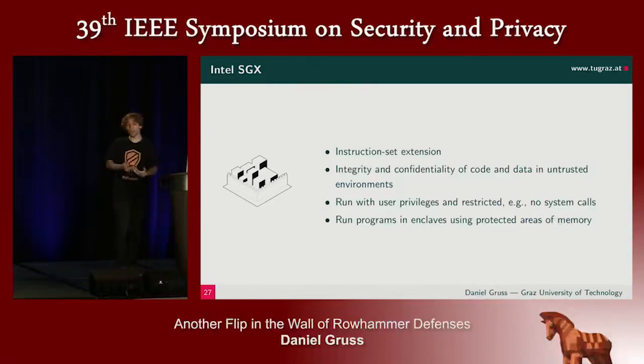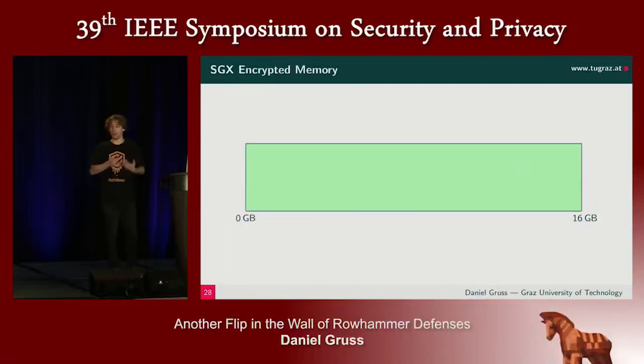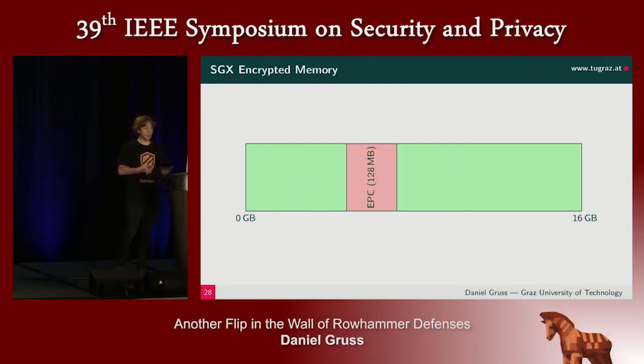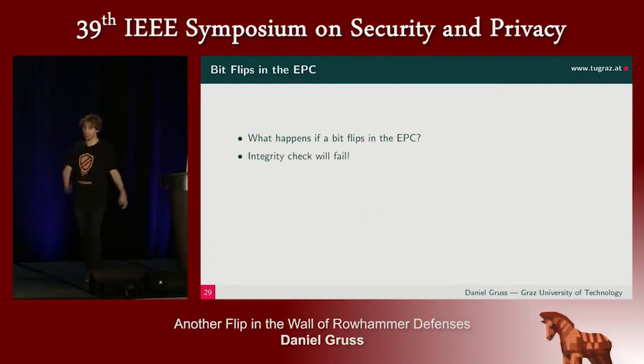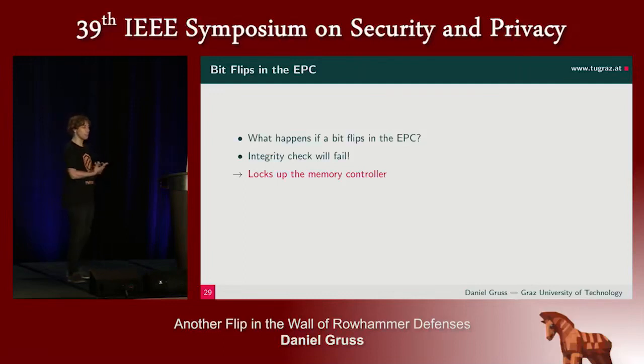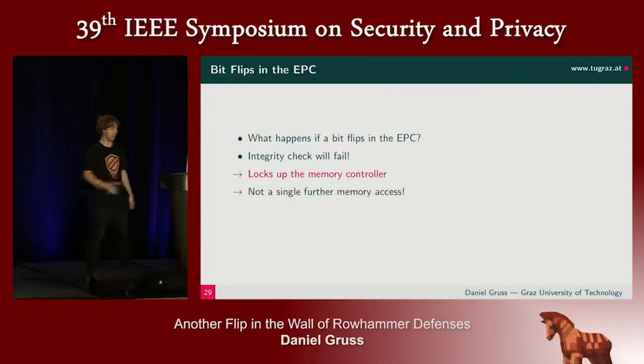The enclaves use a dedicated memory area in the physical memory, the EPC region, and this is integrity checked and encrypted. So the question then is, what happens if a bit flips in this integrity checked region, right? And of course, the integrity check will fail. What will happen next? We lock up the entire memory controller, which is not a good idea, right? Because no further memory goes through the memory controller.